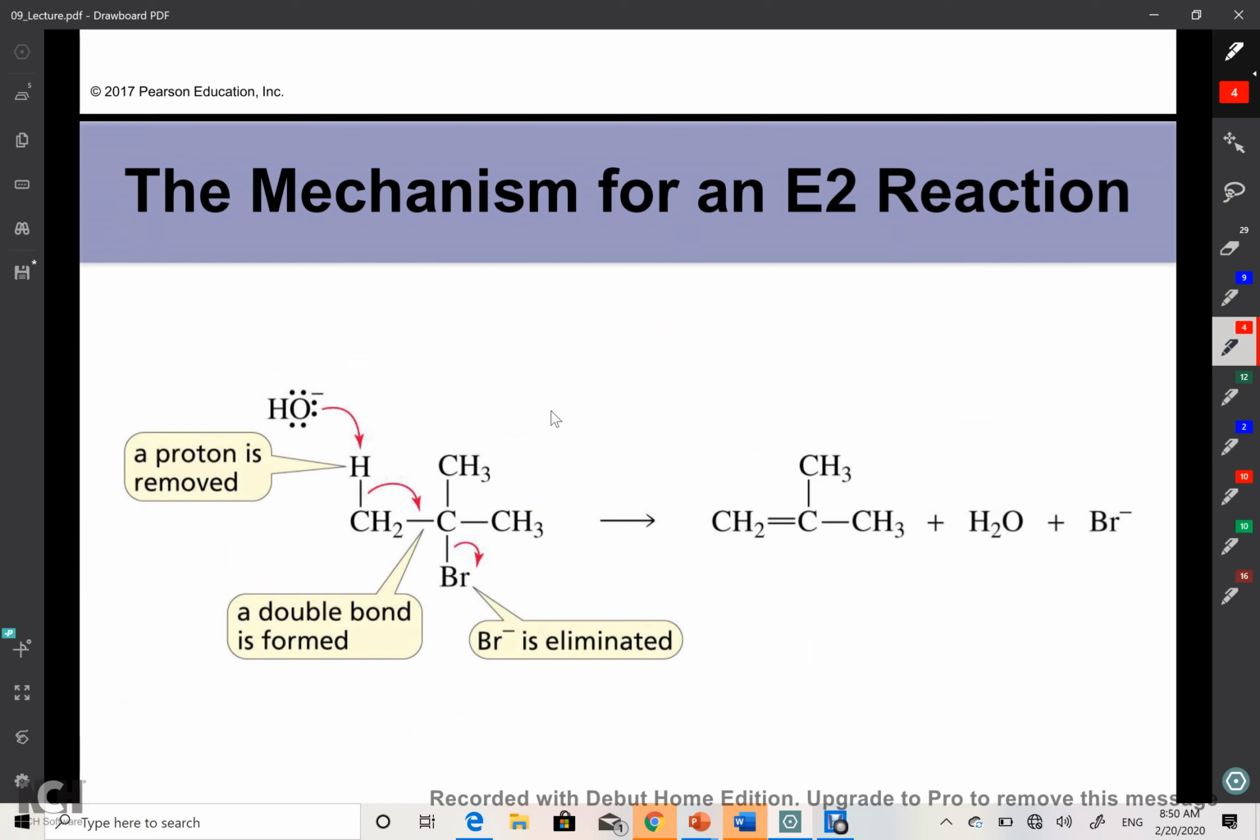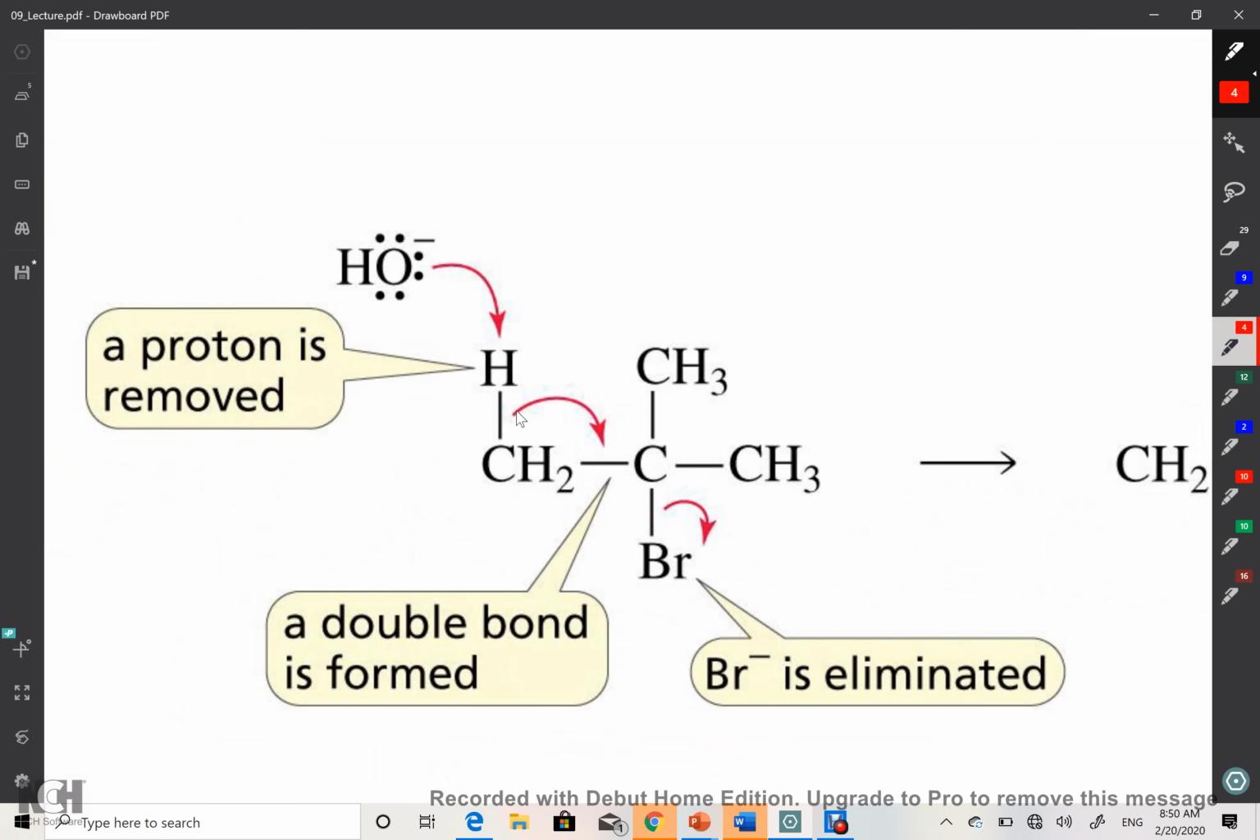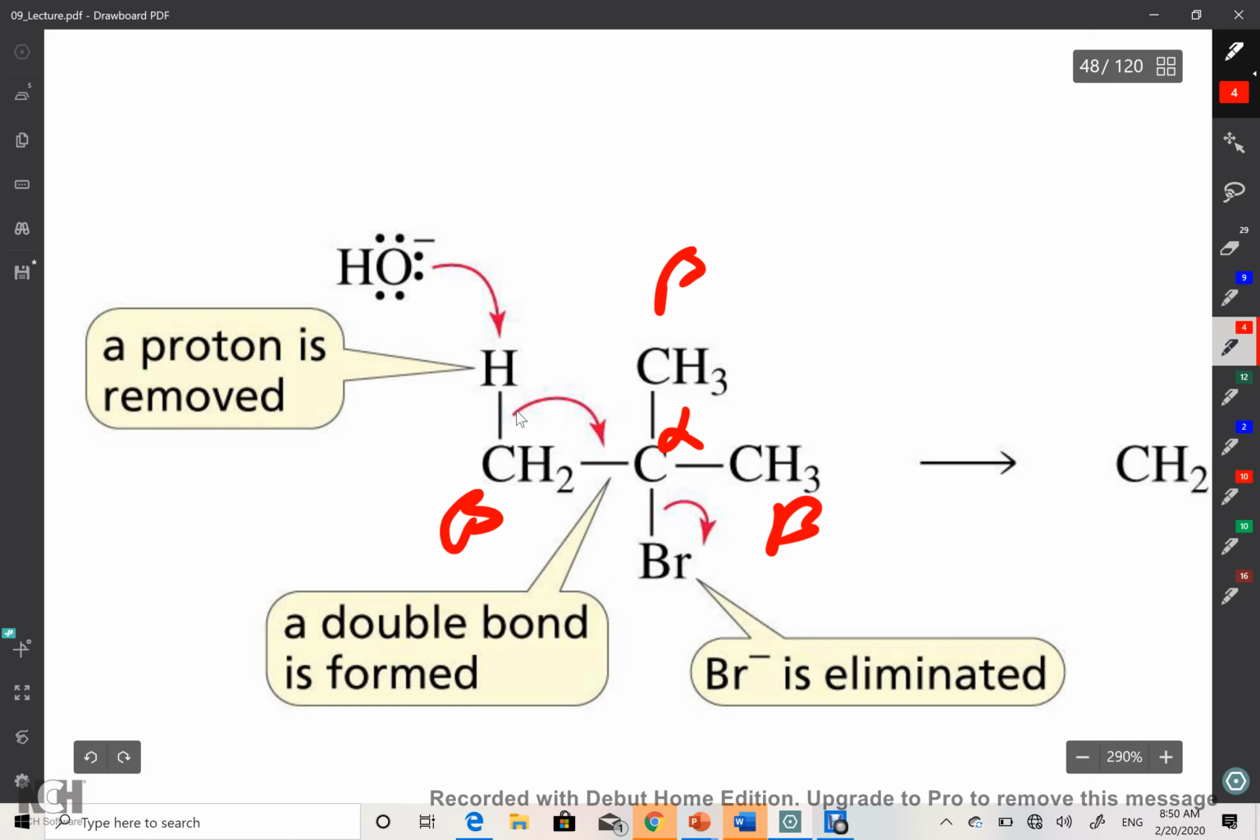It's a one-step mechanism. Your product, you're forming a double bond. There are two kinds of carbon atoms of interest here. There's what we refer to as the alpha carbon, which you already know, right? The alpha carbon is that carbon, in this case, that bears a functional group. The functional group is Br. And so the carbon atom that bears that functional group is what we refer to as the alpha carbon. And then the carbon following the alpha carbon, we refer to as the beta carbon. Does that make sense? So an E2 can also be referred to as a beta elimination.